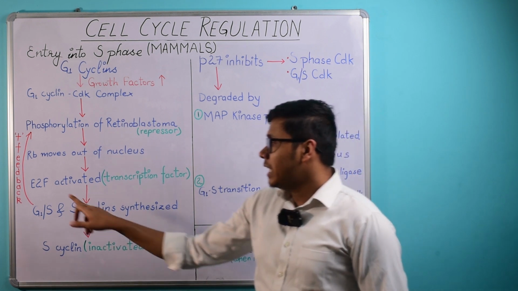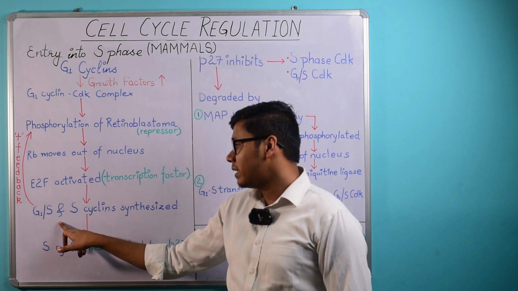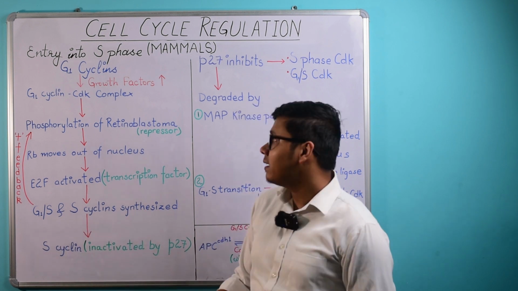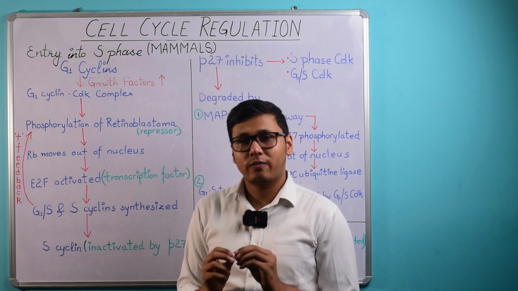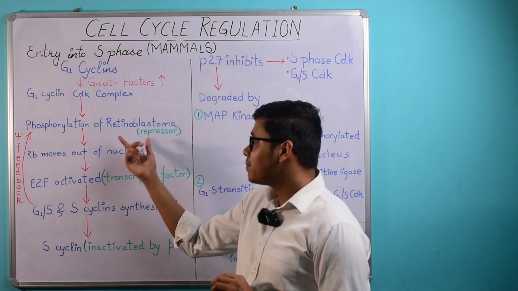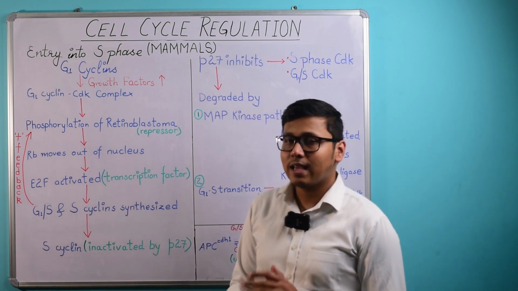So the E2F transcription factor is required for the synthesis of G1/S and S phase cyclins, and it is bound to retinoblastoma, which is the repressor of E2F transcription factor, and in this bound state it cannot synthesize the G1/S and S phase cyclins.